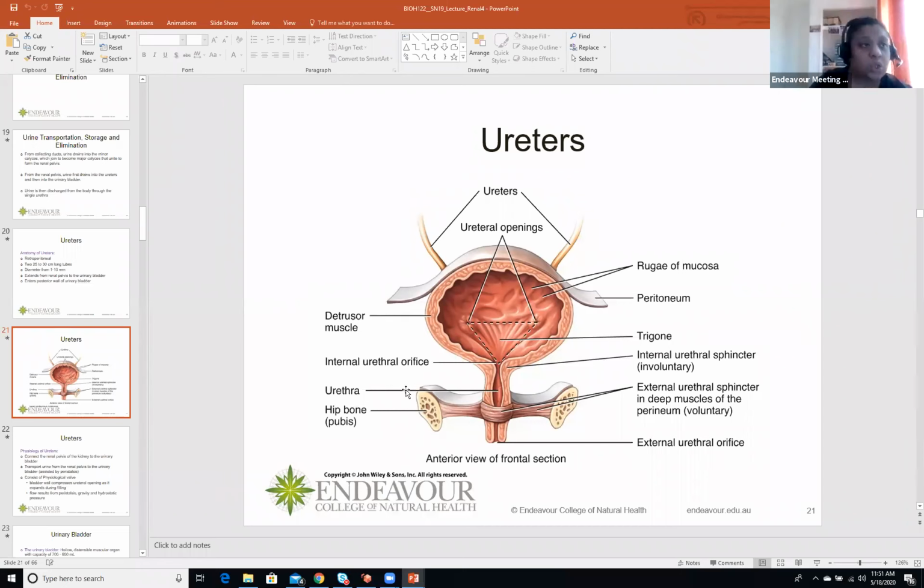Now this region, between the opening of the two ureters into the urinary bladder and the urethra, so these three openings, the region between these three openings is called the trigone. This is a smooth bag-like structure, and the trigone stretches as urine collects in the urinary bladder.